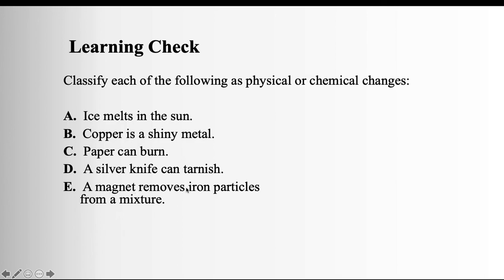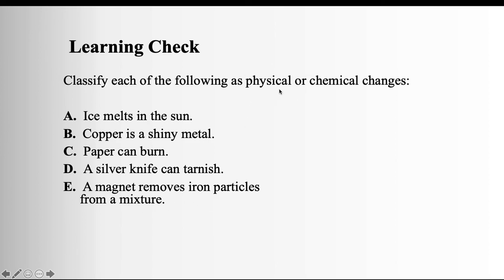What if I have a magnet that removes iron particles from a mixture? If you answered that as a physical change, then you are correct, because a magnet does not do anything to the iron particles. They still remain iron particles. They just separate them from a mixture, because iron is magnetic and other metals are not. Or you can have iron and sand. Whatever the case might be, the iron can be removed by using a magnet, because we know that iron is magnetic, whereas other types of compounds aren't.